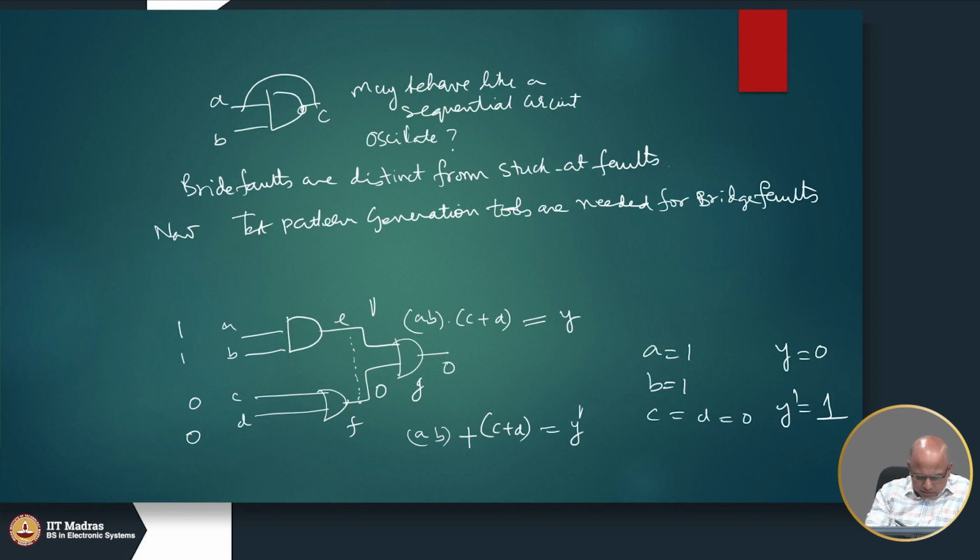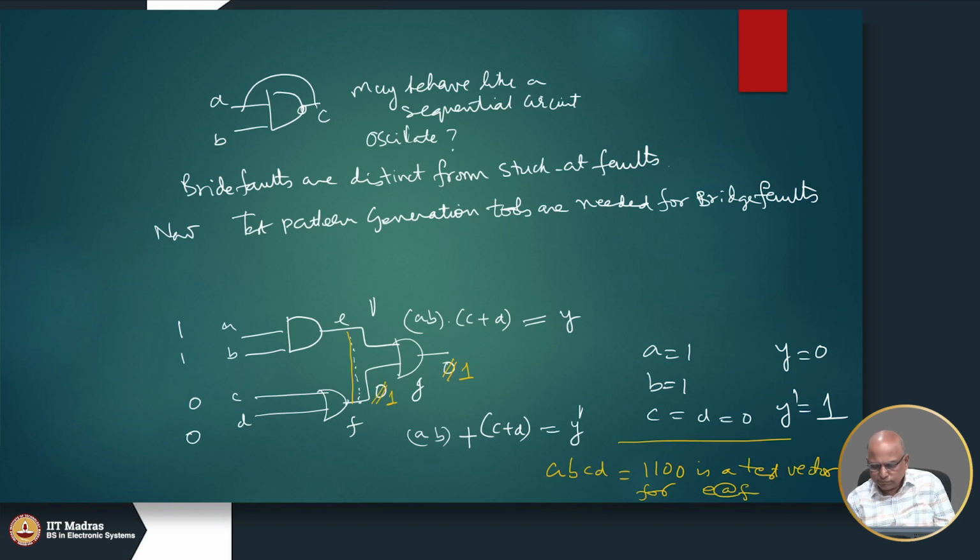But if there is a fault here, then the OR will cause both of them to become 1, and this will become 1. So A, B, C, D equals 1, 1, 0, 0 is a test vector for E and F, that means a bridge fault between E and F. Is that clear?